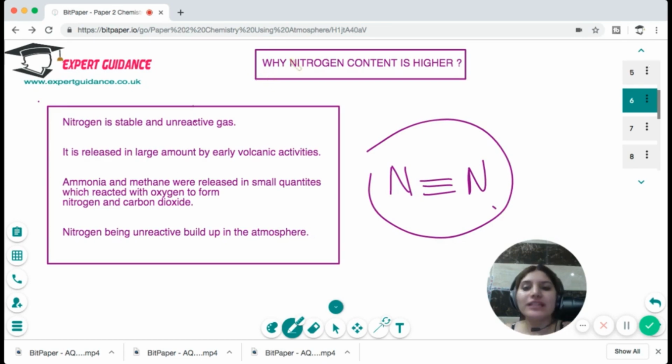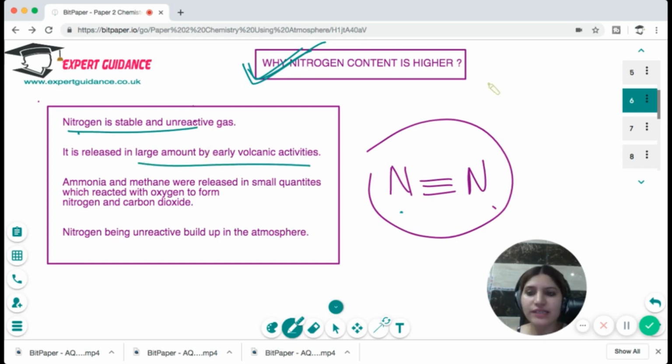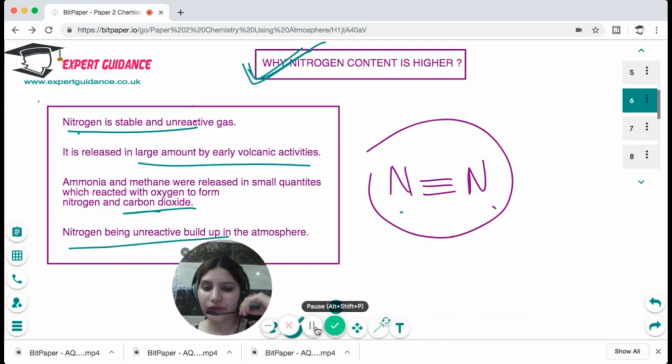Now, why is the nitrogen content higher? The nitrogen content is higher because nitrogen is a very stable and unreactive gas. It was released in large amounts by early volcanic activities. And ammonia and methane, which were released in small quantities, reacted with oxygen to form nitrogen and carbon dioxide, and this nitrogen, being unreactive, built up in the atmosphere.